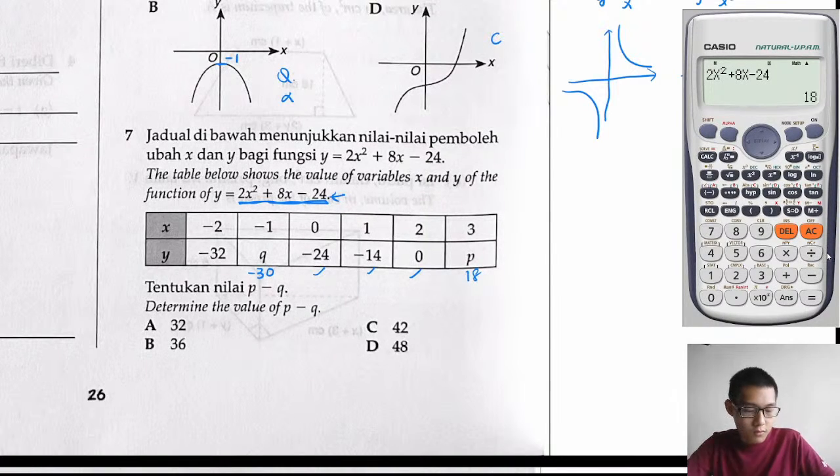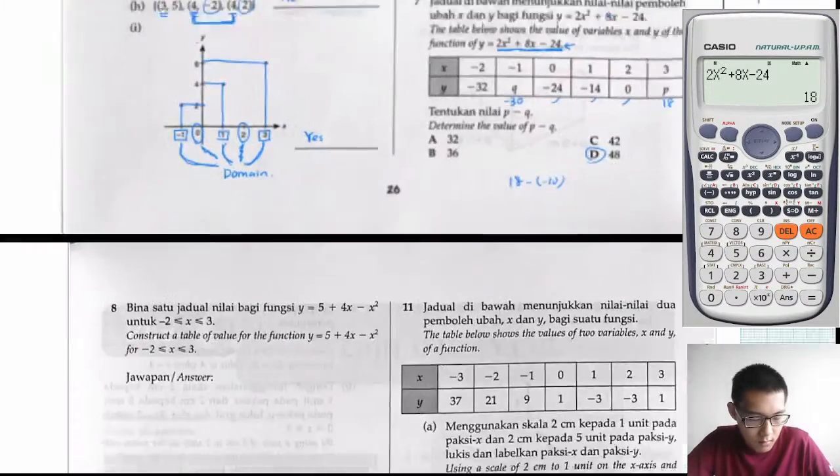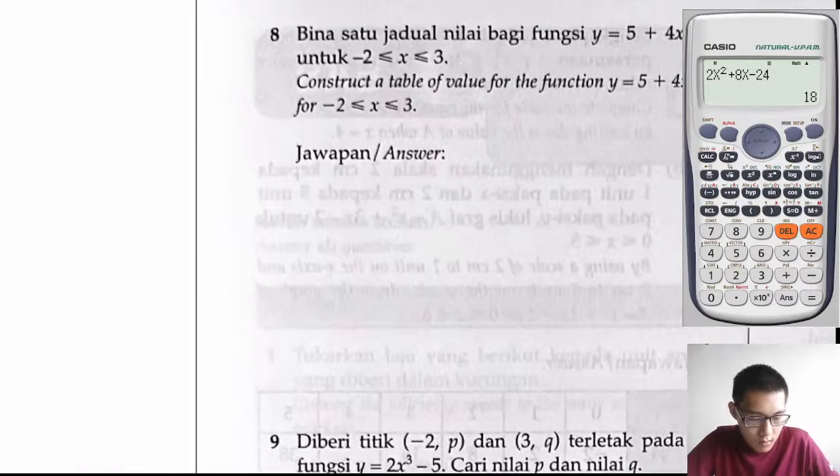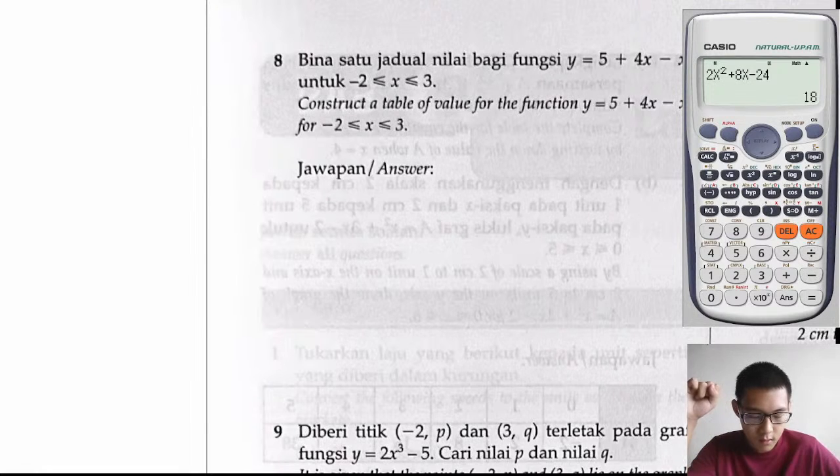So let's try to use p minus q. P is 18 minus q is -30, positive, so answer 48. Okay, so answer 7. Okay, question 8. Try to construct a table of values of a function y equal to 5 plus 4x minus x squared.